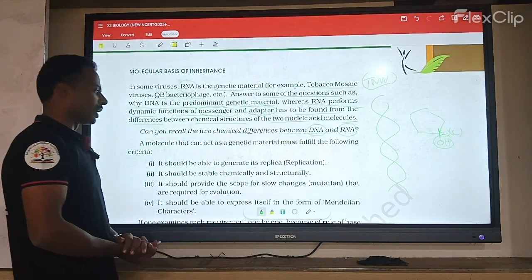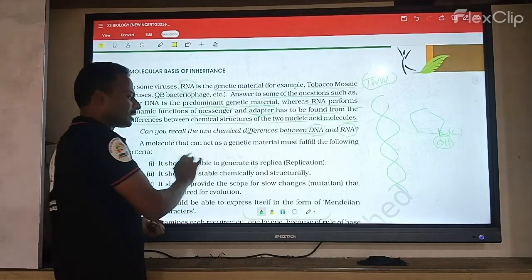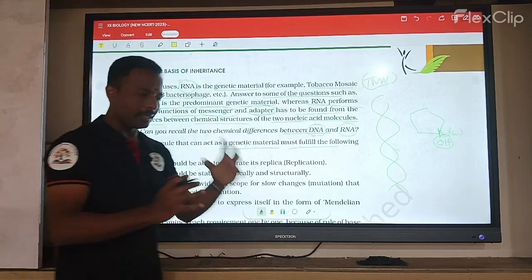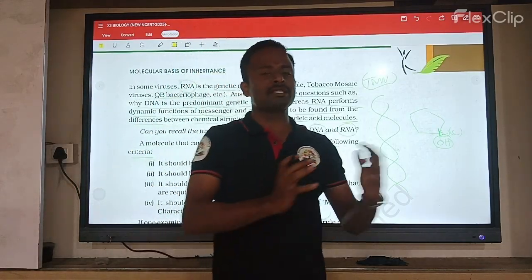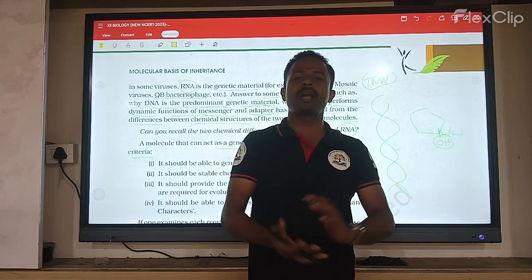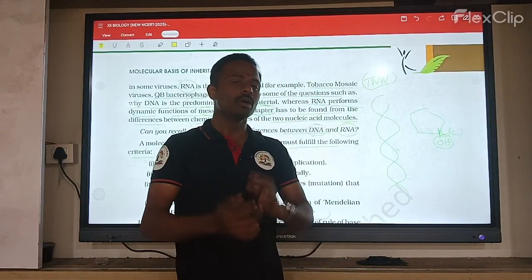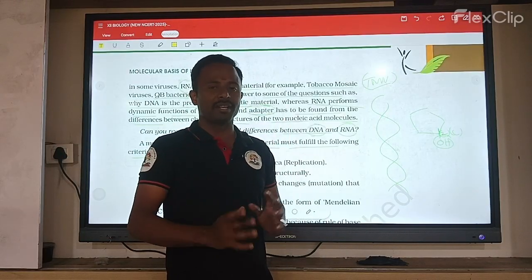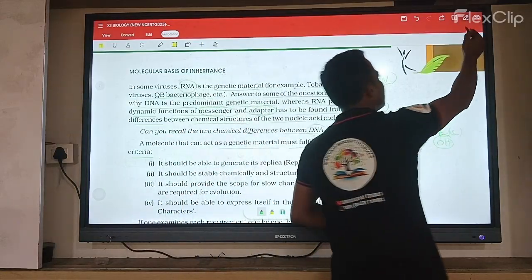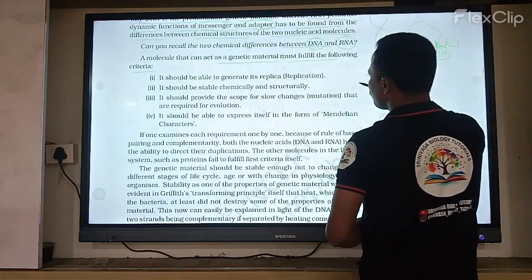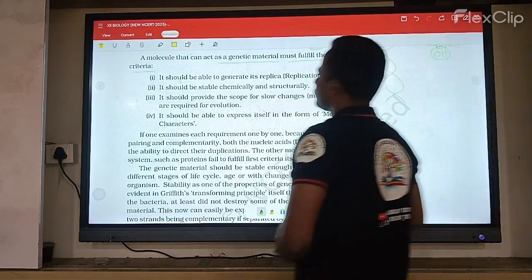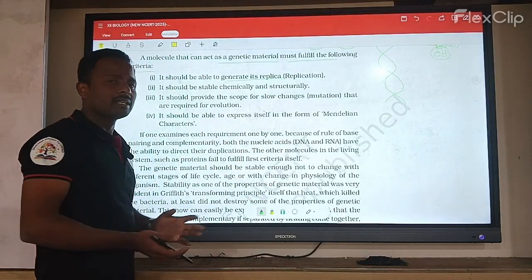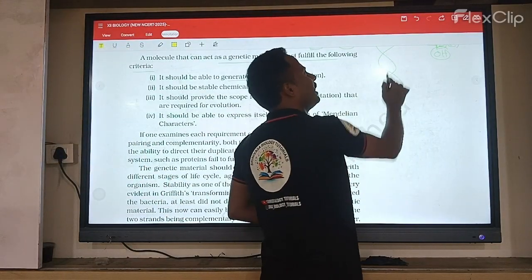Now, a molecule that acts as genetic material must fulfill some criteria. We are talking about both DNA and RNA as genetic materials, so which one acts as genetic material must follow some criteria. Let's see them one by one. The first criterion: it should be able to generate its replica, meaning if it acts as genetic material, it must replicate on its own.